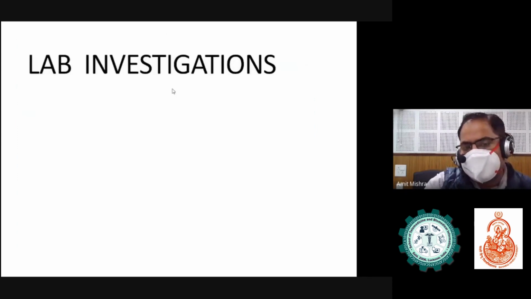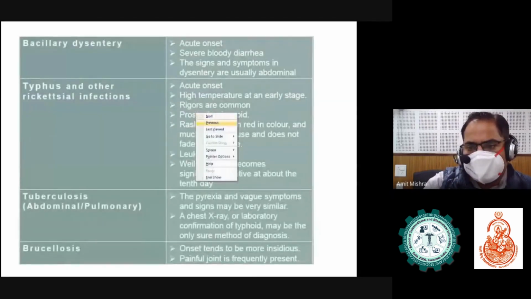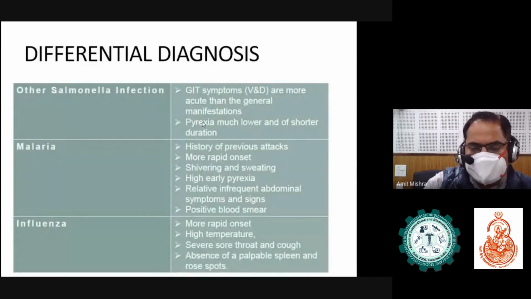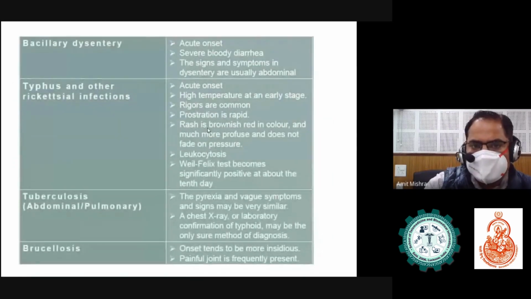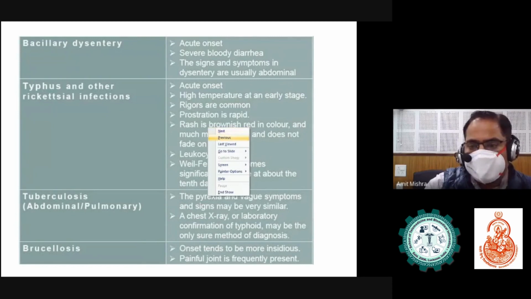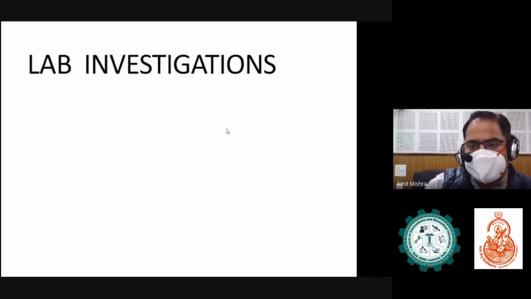These are basically the differential diagnoses. You can just see again. Other than Salmonella typhi and paratyphoid, other Salmonella can present with GI symptoms with a short duration of fever, malaria, influenza. Other rickettsial diseases like typhus, scrub typhus, brucellosis, tuberculosis. These all can mimic enteric fever. How can we diagnose a case of enteric fever?